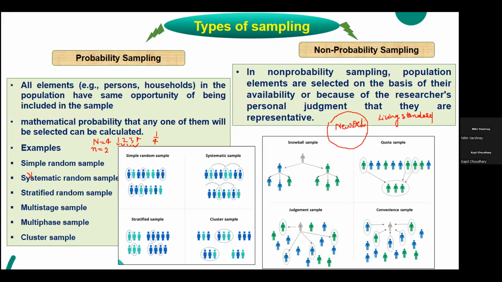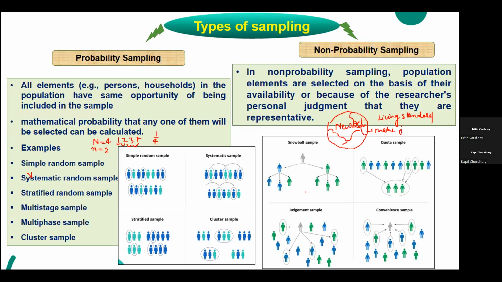Suppose I want to make the result very good. To get good results, I will take samples only from the posh localities of New Delhi, like Defence Colony, Saket. Likewise, we will take the sample only from societies where rich people live. So my result will be that the living standard of the New Delhi population is very good. This is called convenient sampling.